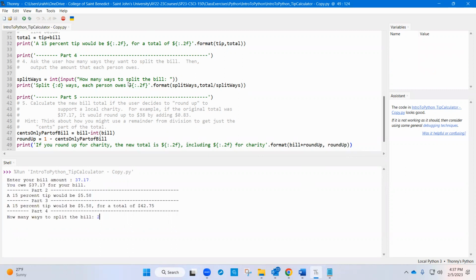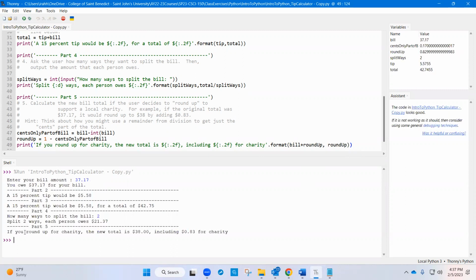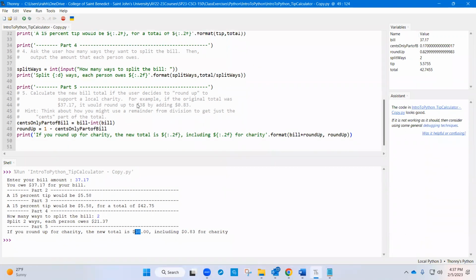37.17, 2. Yeah, so it said if you round up for charity, the new total is $38, including 83 cents for charity, which is exactly what we expected over here. Now, in here, I actually gave you a hint to use remainder for division, so it's really not completely different.